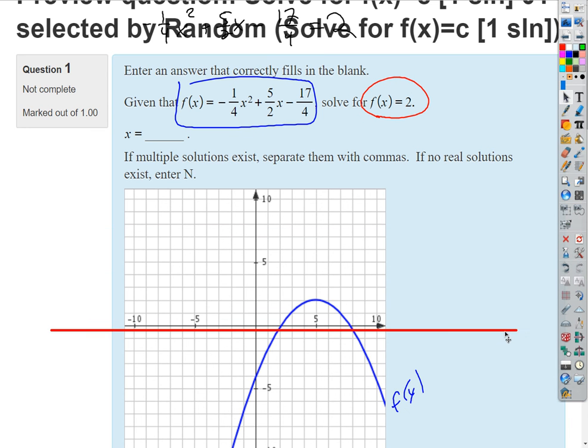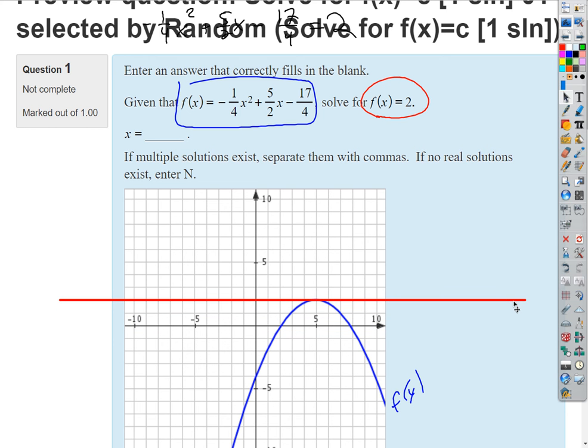So there's the line, f of x equals 2, right there. What do you think? Meaning the point 5, 2? Yeah. Okay, so look at the point of intersection here. The point of intersection where the red line, which is just a graph of the line y equals 2, crosses f of x. They cross at the point with coordinates x equals 5, y equals 2.